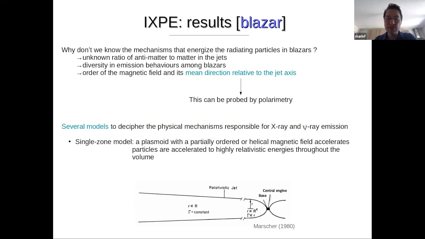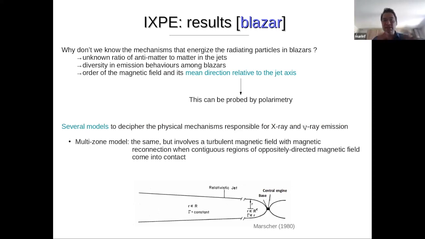There are many models, but four of them have been studied quite extensively. To explain the emission of X-rays, you can have the single zone model. It's very simple, the most simple of those. It's a plasmoid with a partially ordered or helical magnetic field that accelerates particles to very high speeds through the volume. So basically everything is constant here. But of course, this is a very naive, simplistic approach, very good for a first order approximation.